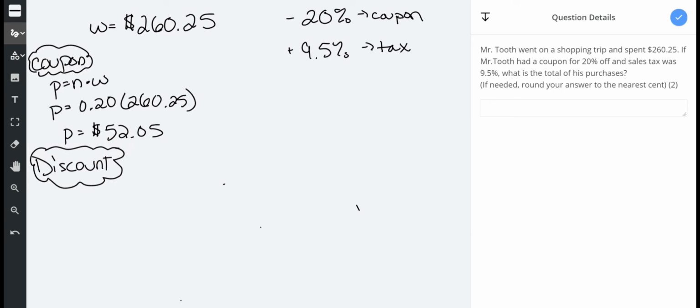So now I'm going to find the discount, meaning I'm going to take $260.25 and I'm going to take away $52.05. This is going to give me $208.20. So that's the discount. That's when you take off the coupon value. But we're still not done. We have to go back in and we have to figure out the tax.